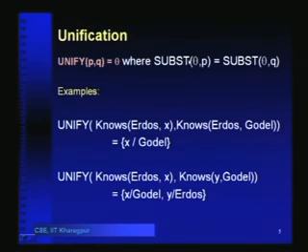Is it clear? P is a predicate, Q is a predicate, and the same substitution is able to unify the two or make them equal. Let us see some examples. Suppose we have Knows(Erdos, x) as one predicate. Erdos is the name of a very famous mathematician, and we have Knows(Erdos, Gödel). Then the unification here is x replaced with Gödel, because if you replace the variable x with Gödel, then this P and this Q will become identical.